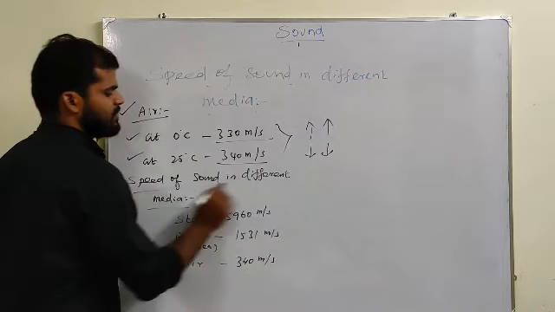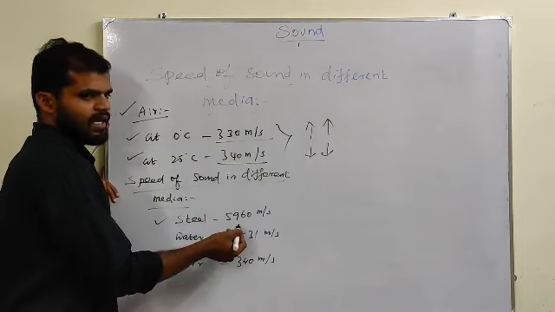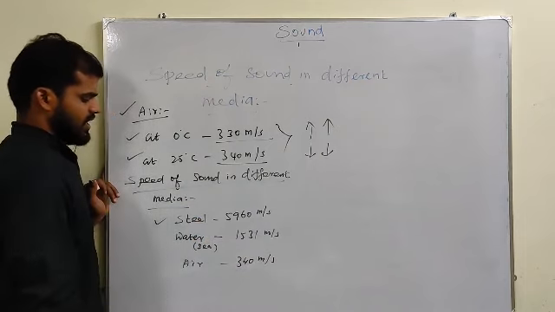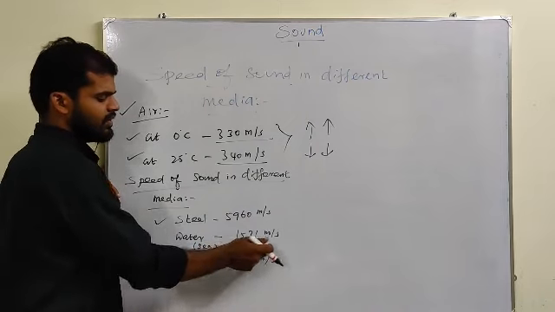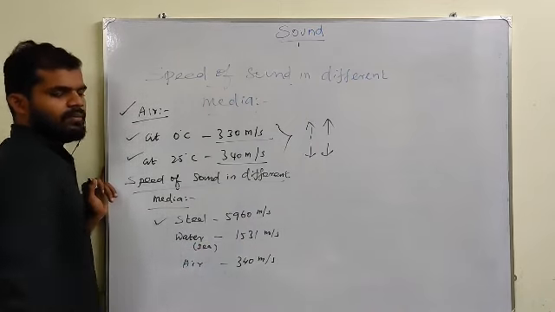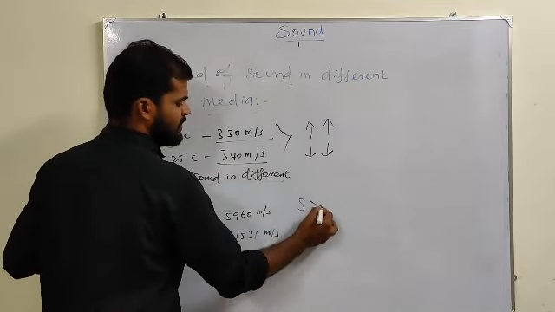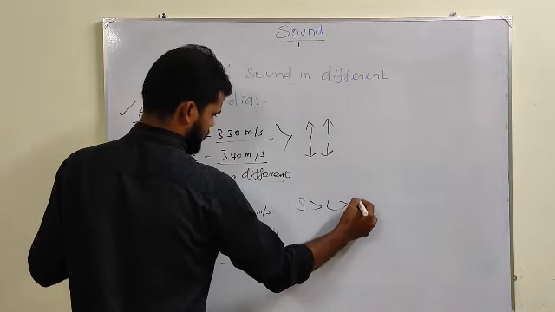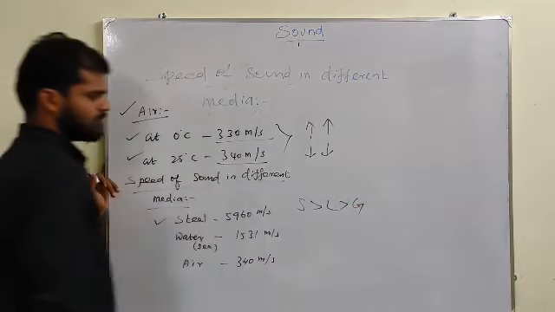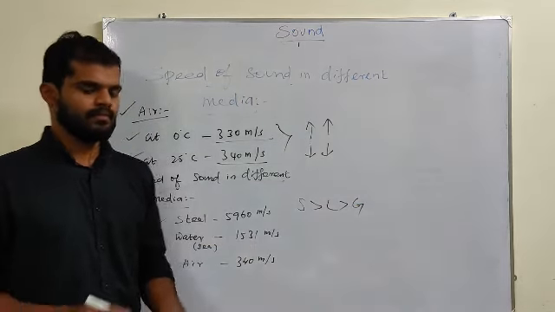So based on that, speed of sound in different media, for example, steel, 5960 meter per second. Water, which means sea water, is 1531, and air 340 meter per second. So here we can easily understand that solid has the greater value of speed, then liquid, then air, gas.